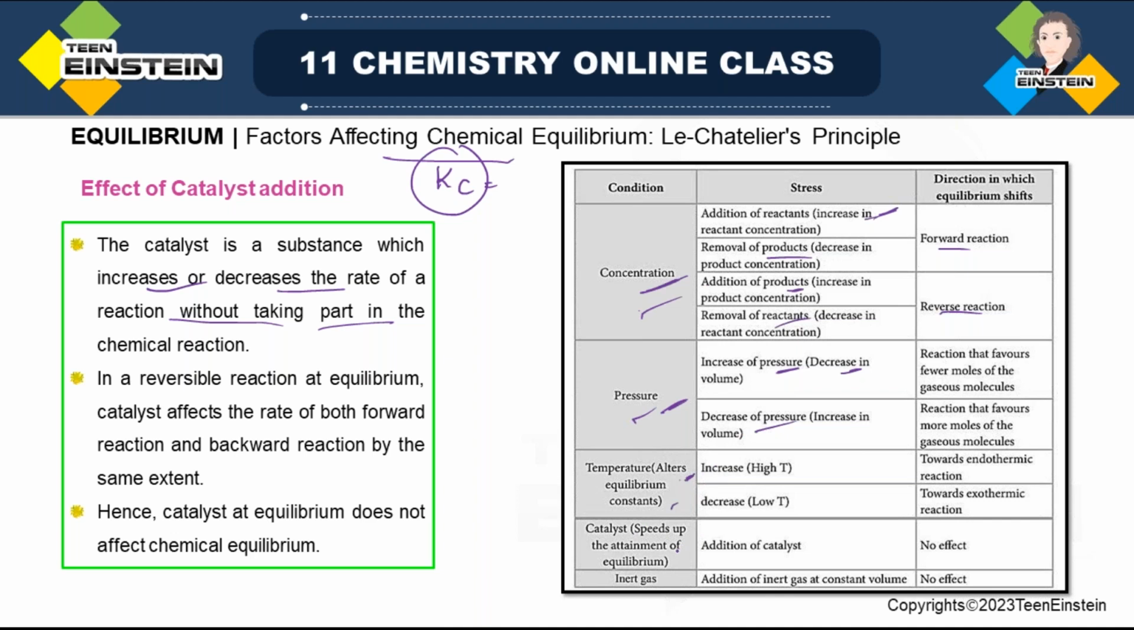And a catalyst speeds up the attainment of equilibrium. That means it speeds up how fast you can reach equilibrium, but directly on equilibrium there is no effect. With addition of inert gas at constant volume, there is no effect. And for constant pressure conditions, that also we have discussed. Okay. So these are the factors that affect chemical equilibrium, but only temperature is the factor which can change the value completely.